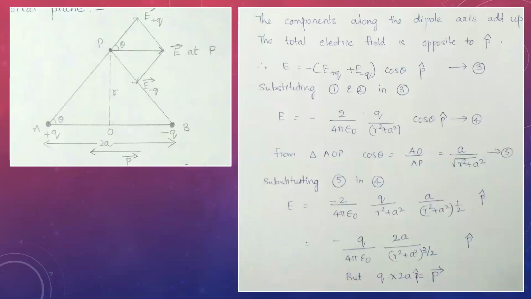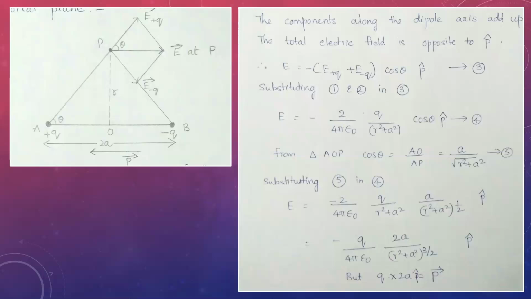Now, we have to add the powers in the denominator. R square plus a square to the power of 1, r square plus a square to the power of half. Therefore, r square plus a square to the power of 1 plus half, which is equal to 3 by 2. Therefore, r square plus a square to the power of 3 by 2. Therefore, we will get E is equal to minus q by 4 pi epsilon naught, 2a by r square plus a square to the power of 3 by 2.